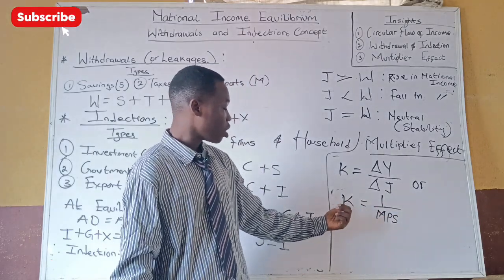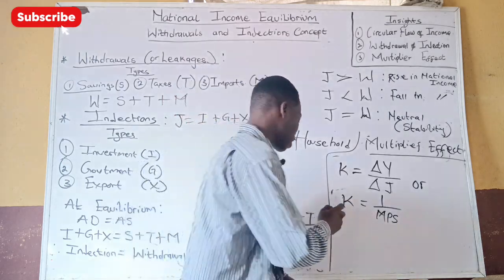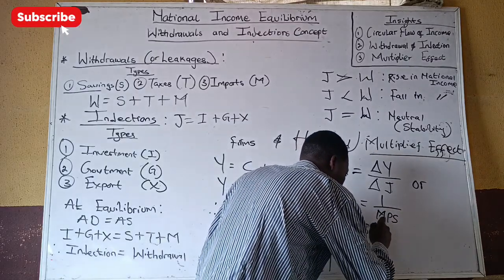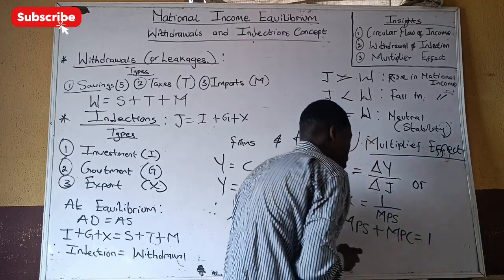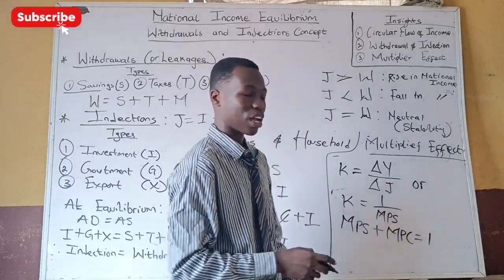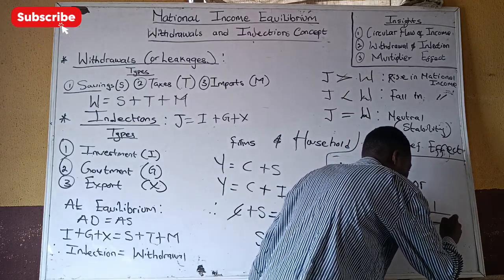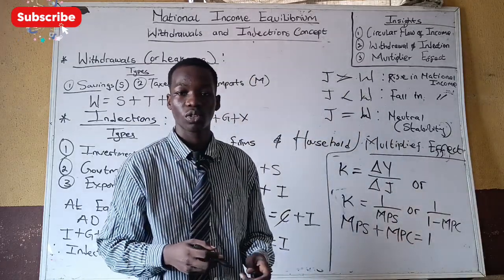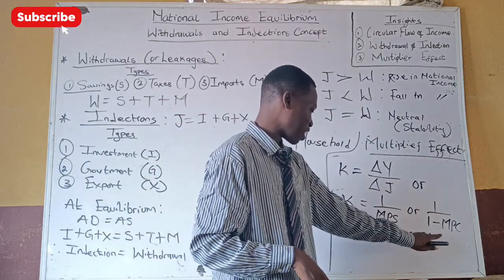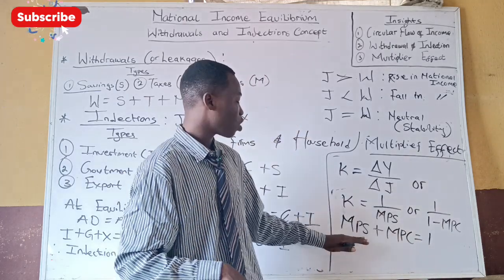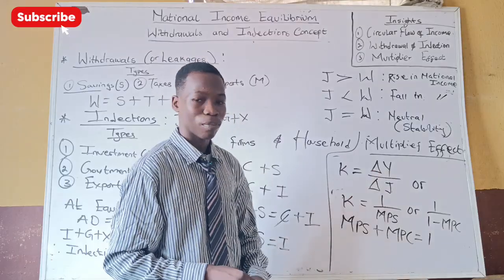You can see I've written it on the board. Multiplier is equal to 1 over marginal propensity to save. And we know that marginal propensity to save plus marginal propensity to consume is equal to 1. Therefore, we can change this formula again by saying K is equal to 1 over 1 minus marginal propensity to consume. Do you get it now? Because marginal propensity to consume is the same thing as 1 minus marginal propensity to save. When you add these two together, it must surely give you what? 1. So this is what we use to calculate multiplier effect.